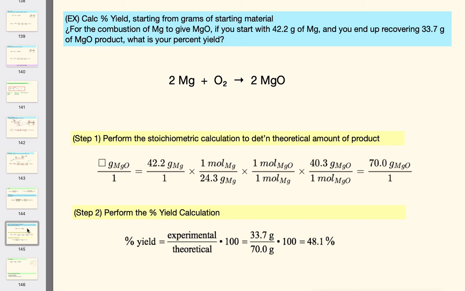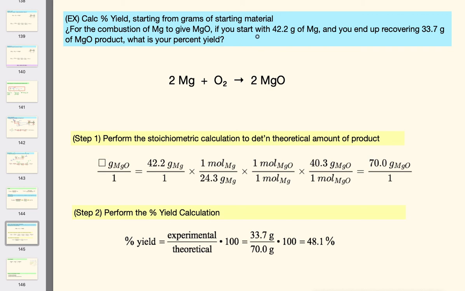Here's just an example of what this would look like if you bundled them all together to make a type of question. So from the combustion of magnesium to give magnesium oxide, you start with 42.2 grams and you end up with 33.7 grams of magnesium oxide. What is your yield? So if I gave you this just from scratch, you would have known the first thing you need to do, and let's analyze it right quick.